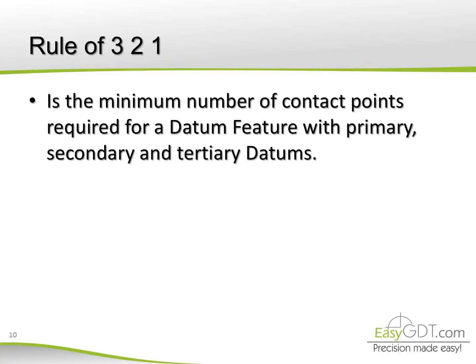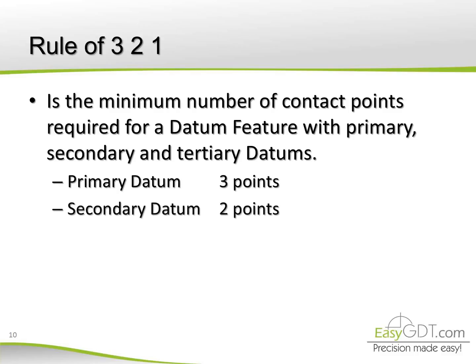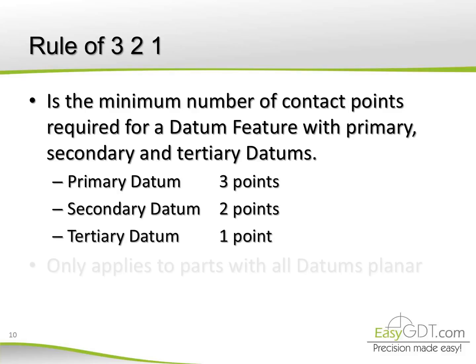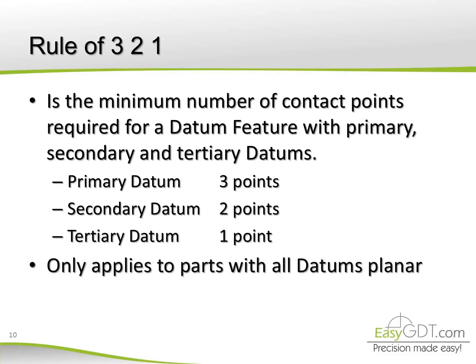The rule of 3-2-1 is the minimum number of contact points required for a datum feature with primary, secondary, and tertiary datums. For the primary datum, we need 3 points of contact. For the secondary datum, we need 2 points of contact. The tertiary datum needs only 1 point. This rule applies only to parts with all datums planar.